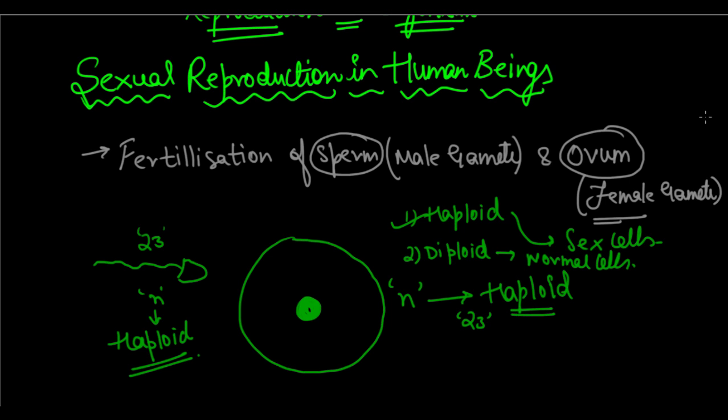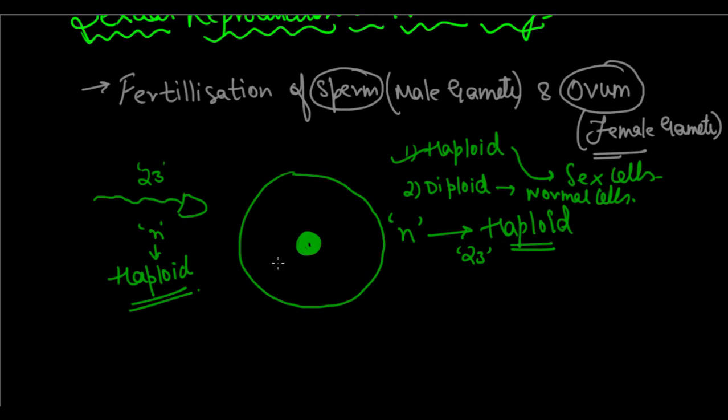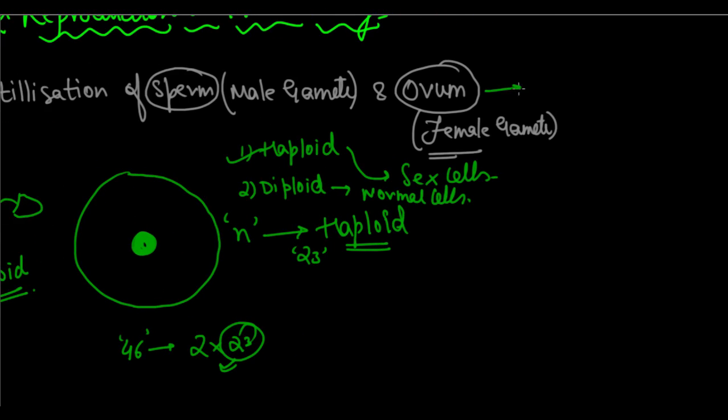And we've discussed why they have this property. It's because they have to combine their DNA, and together, end of the day, they'll form 46 chromosomes, which will be 2 into 23. So there will be 23 pairs of chromosomes in the final zygote, right? So basically, in the sexual reproduction process in human beings, there is fertilization of sperm and ovum, and this fertilization process produces the fertilized ovum or the fertilized egg, which is called the zygote, right?